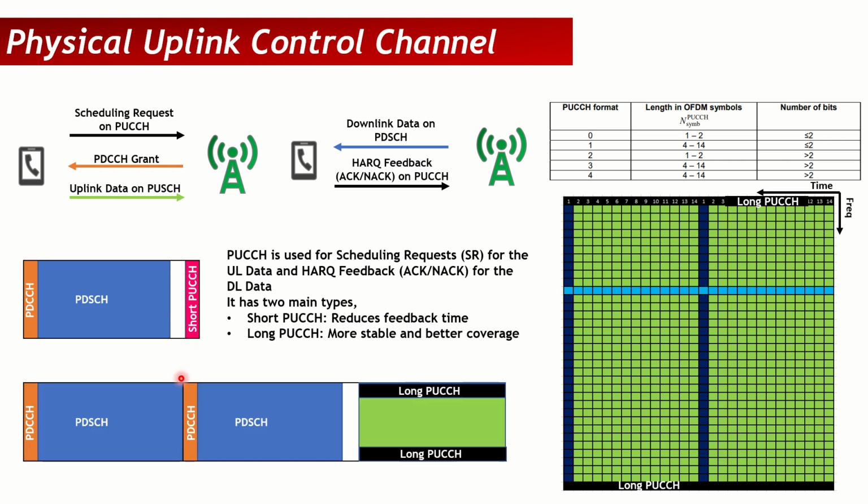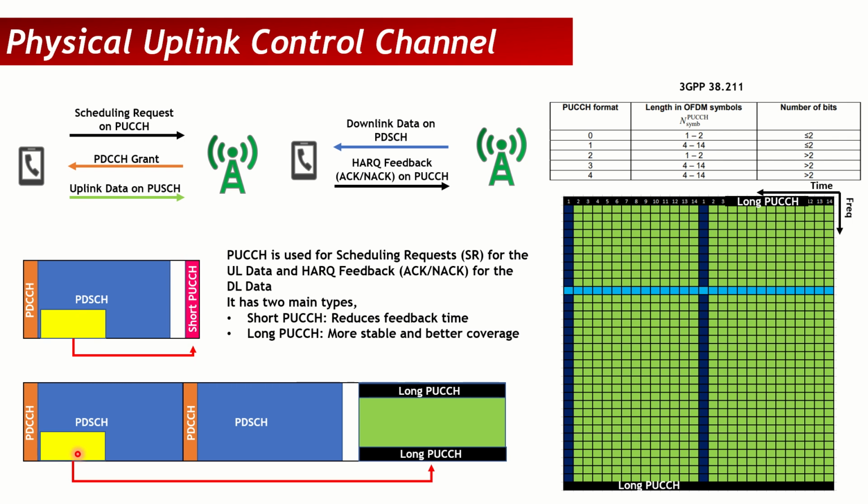But if we talk about long PUCCH, it's something like that. We have PDCCH, PDSCH, the next slot, PDCCH, PDSCH, then a guard period, then an uplink slot, and that uplink slot carries the long PUCCH, which is more like a horizontal structure. Now, why do we need both of them? Let's say we have some data over here in PDSCH, and if we have a short PUCCH over here, we can send the feedback, see, like this. But if we get data here and we need to send the feedback, then we have to wait a long way up till the long PUCCH, which is the uplink slot.